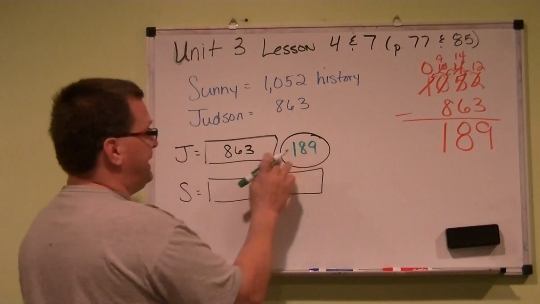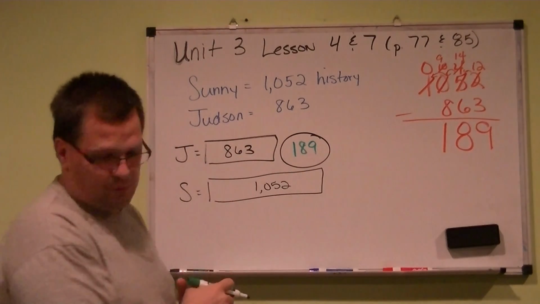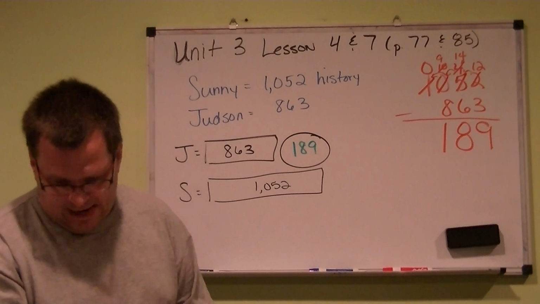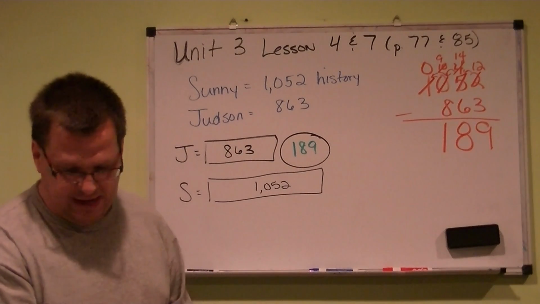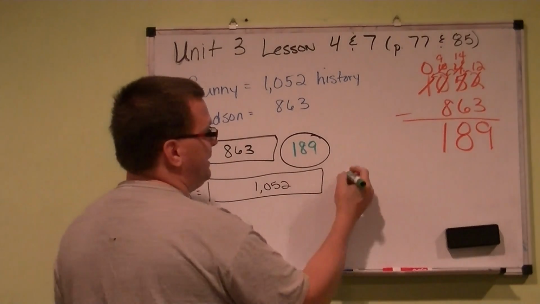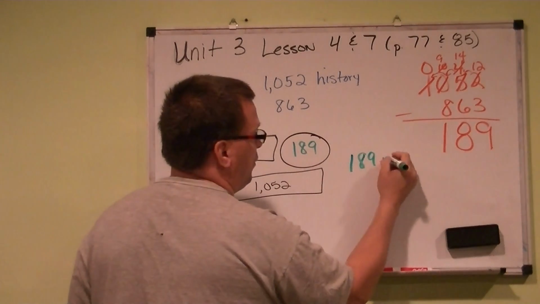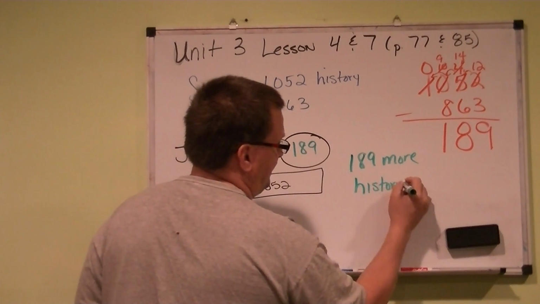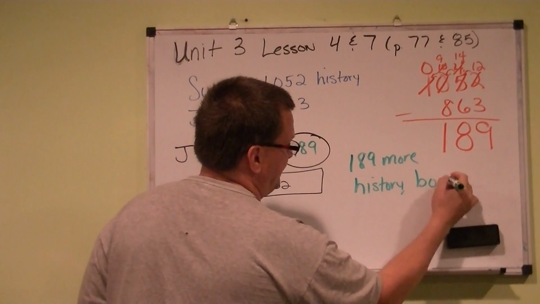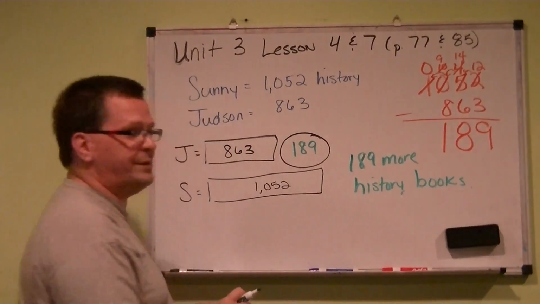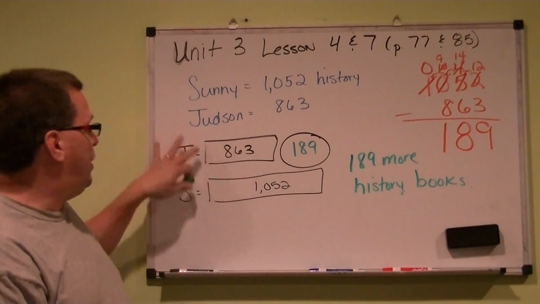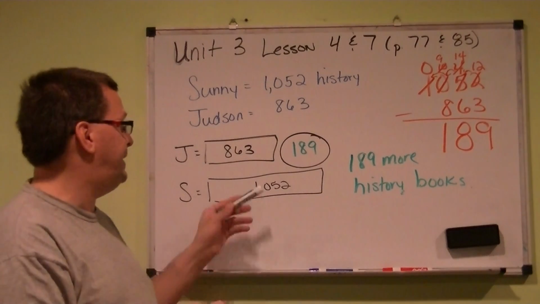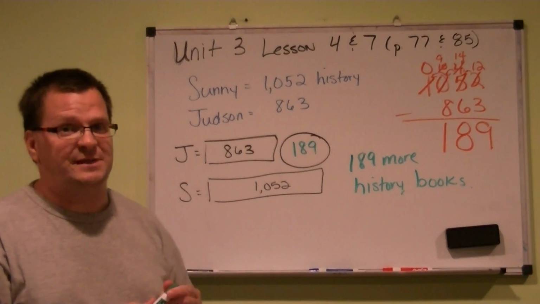So really 189 plus 863 should come out to your 1,052 books. So the question is, how many more books do they have? They have 189 more history books. And that would be your answer. You have to show all this to get credit for it. You can't just do the subtraction problem. I want to see the comparison bars because that is on your test on Wednesday.